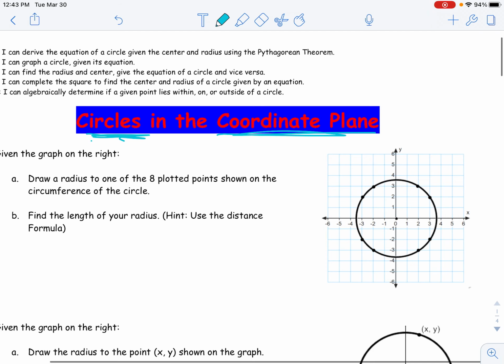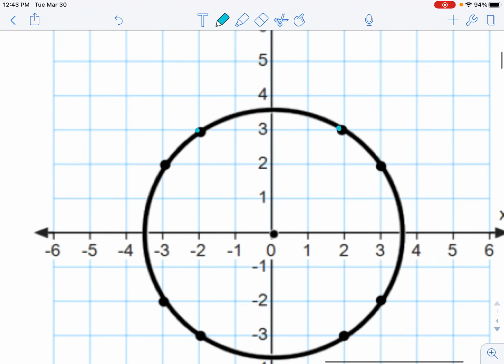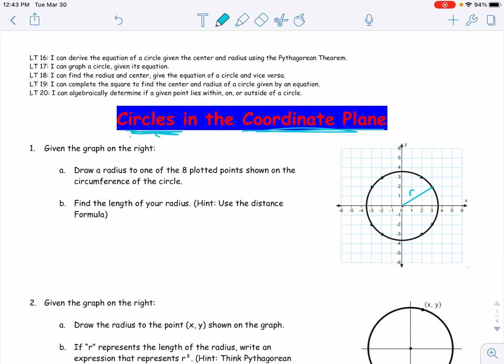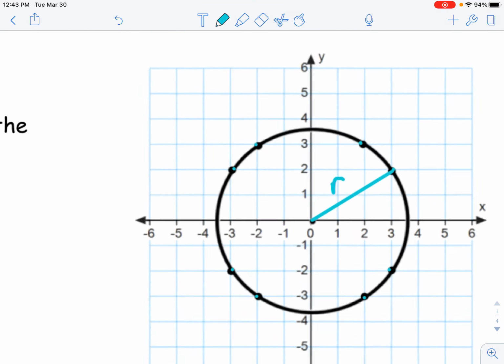And we're going to draw a radius to any of the points. So we could do it here, here, here, and so on and so forth. It doesn't matter. Let's just do that one. Okay, this is the radius of the circle. That's what R means. Now we're going to find the length of the radius. Hint, we're going to use the distance formula.